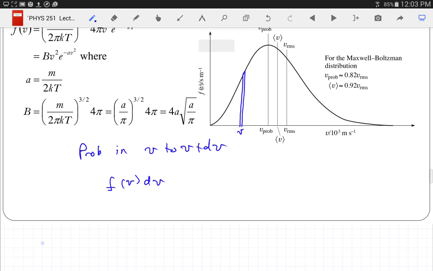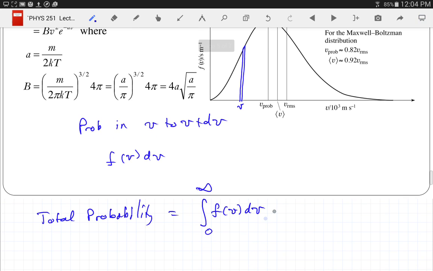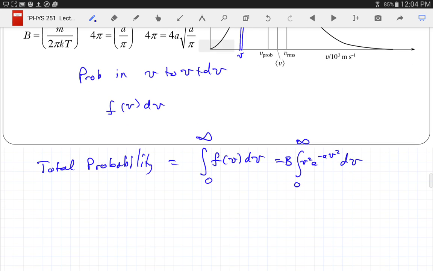So I'm just going to say my total probability is equal to the integral from 0 to infinity of f of v dv. Well, let's plug in our f of v dv, integral from 0 to infinity. I'm going to put the B outside of my integral sign because it's a constant. v squared e to the minus a v squared dv. Now you have the integral table. What is this integral going to be?